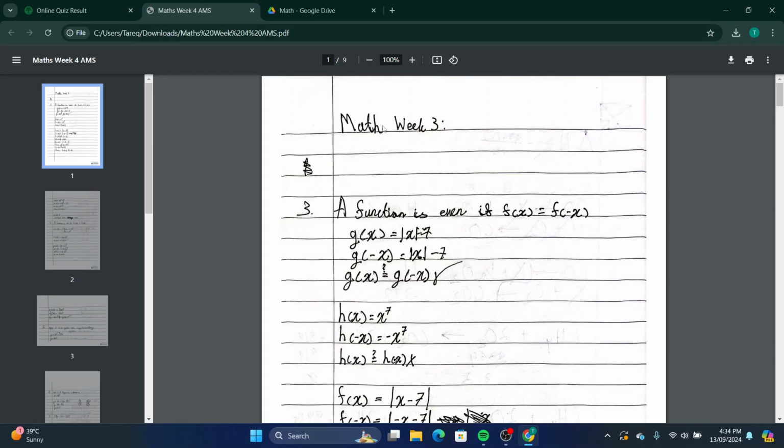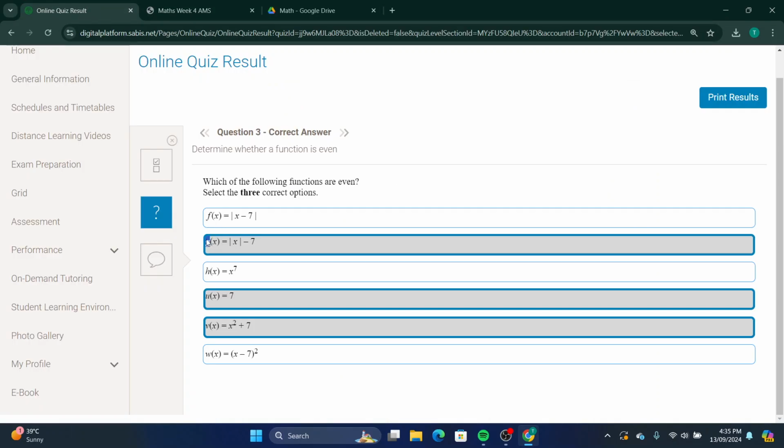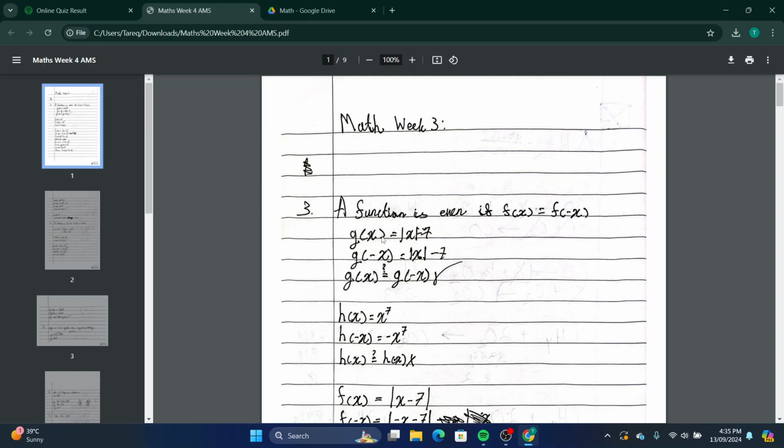Select the three options. Okay, an even function is a function that has f of x equal to f of negative x. So you take your normal function. For example, we'll take the first one, which in my case was g of x equals the absolute value of x minus 7. This is what they gave us normally. So you write down that function and then you compare it by substituting negative x on another line. So it will be the absolute value of negative x minus 7, which, since it's an absolute value, will still be x minus 7. So they're equal to each other.